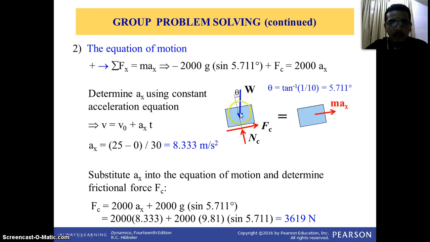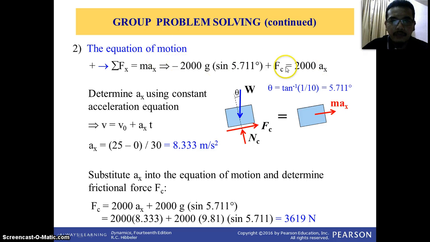So the W, because W is at an angle, it's not 100% in y, so you need to resolve W into the x component. Because it is going downward, it should be negative. So this one is mass multiplied by g, where g is the gravitational constant, 9.81, times sin 5.711. You need to resolve the angle into the x component. So this equals 2000 multiplied by a_x, where 2000 is the mass and a_x is the acceleration in the x component.